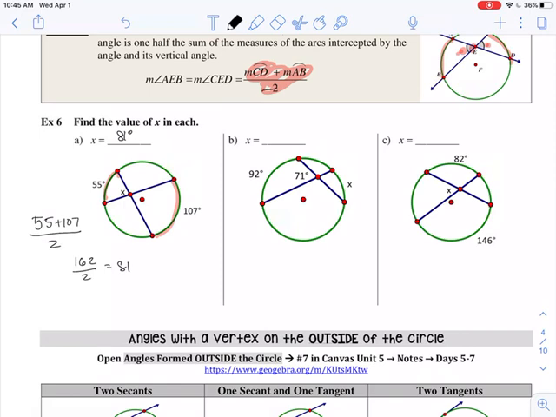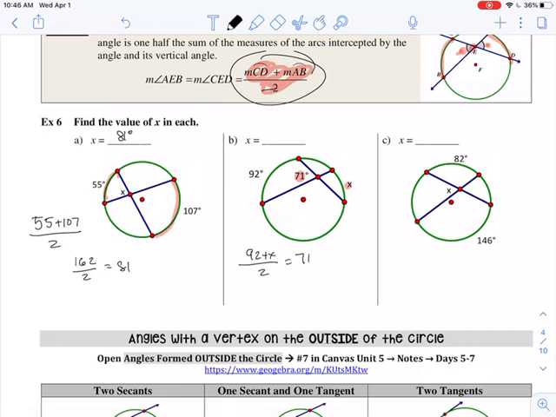Example 2 here is a little bit different, right? The reason it's different is, in this case, they're giving us the angle and asking for this arc over here. So we're going to follow the same format as we had up here. So we're just going to add the two arcs together, right? So 92 plus x divided by 2 equals 71.